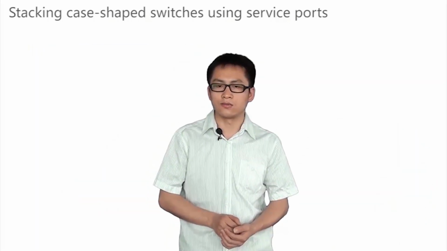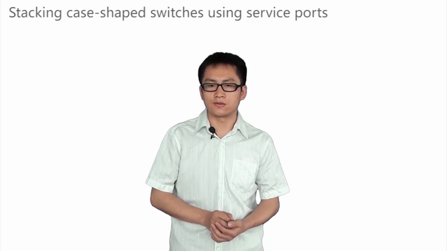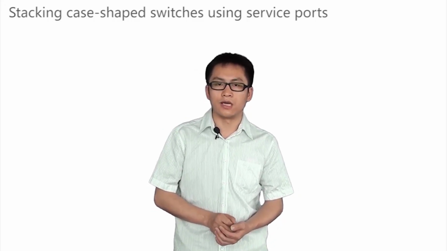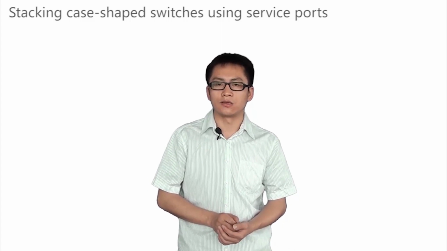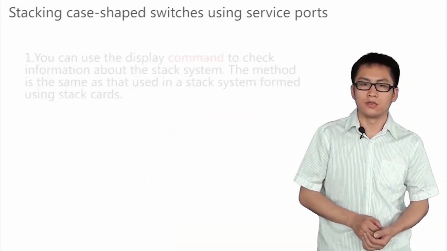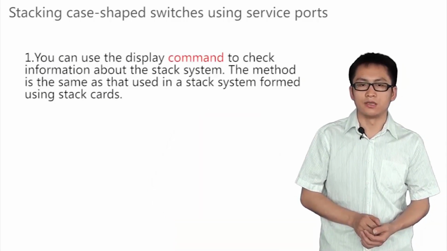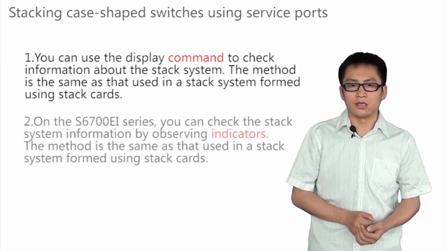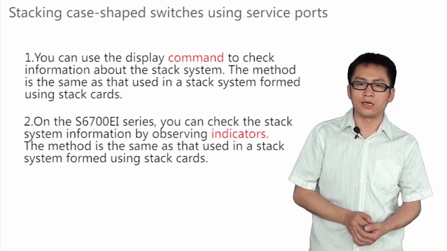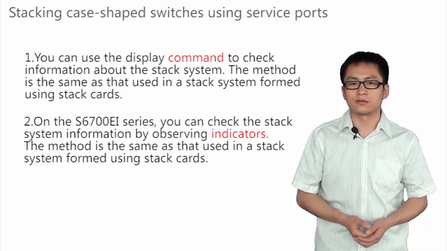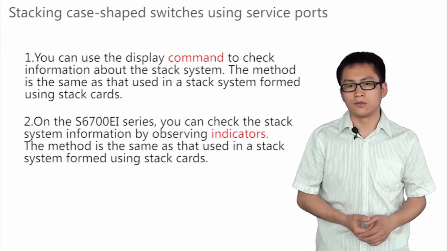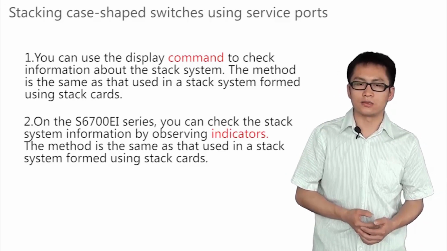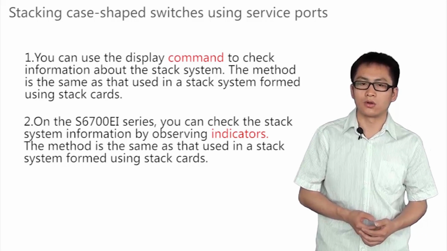After the stack system is set up, you can log into the stack system through the management port or console port of any switch to manage and configure the stack system. First, you can use the display stack command to check information about the stack system. Second, on the S6700EI series, you can check the stack system information by observing indicators. The method is the same as that used in a stack system formed using stack cards.